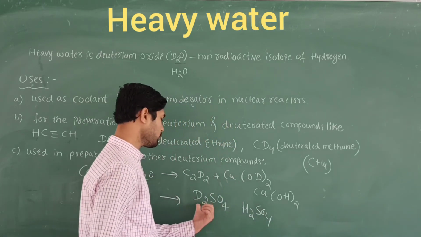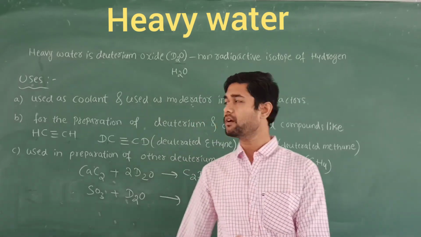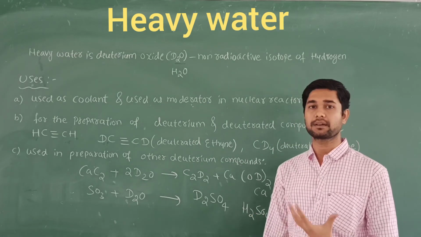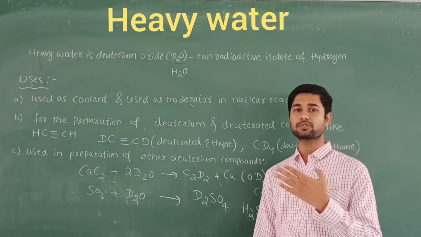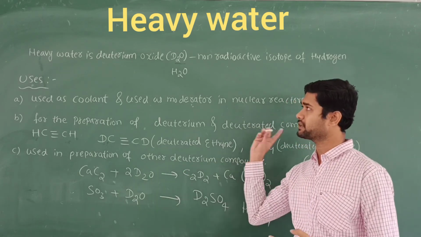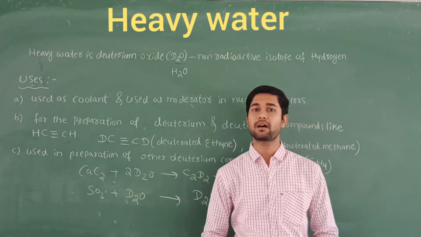That's why these compounds resemble hydrogen compounds. This is also called heavy water. Deuterium comes from the isotope of hydrogen. So this is about deuterium oxide, or D2O.